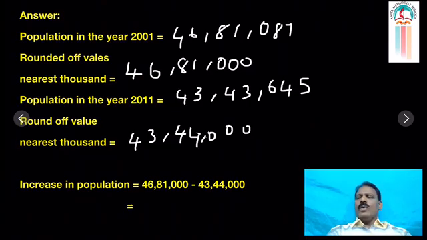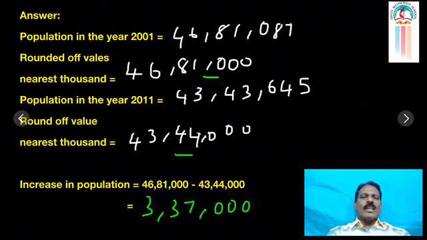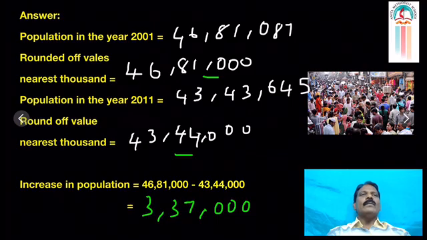So now the increase in population. What you have to do? Subtract both the values. So first 46 lakhs 81,000 minus 43 lakhs 44,000. You subtract, what will be the answer? It is equal to 3 lakhs 37,000. You get the answer. Understood, children?